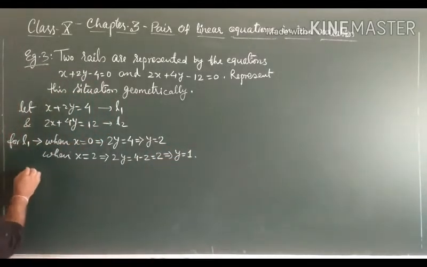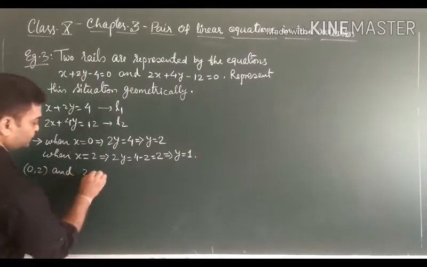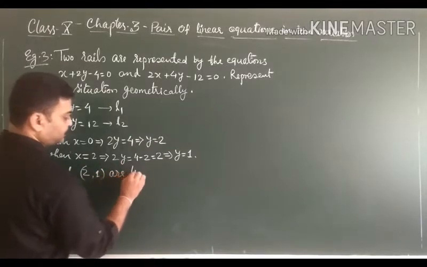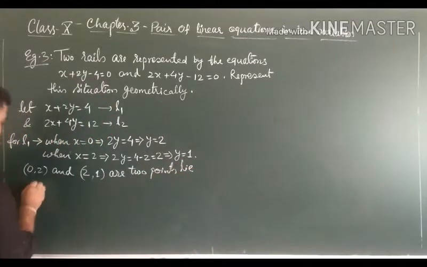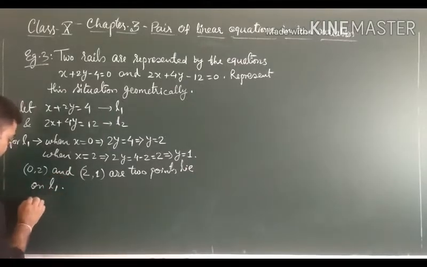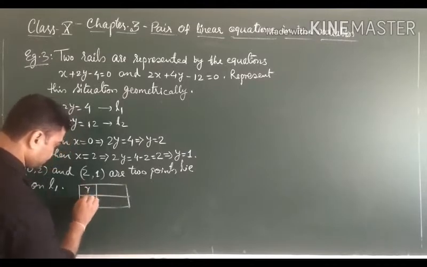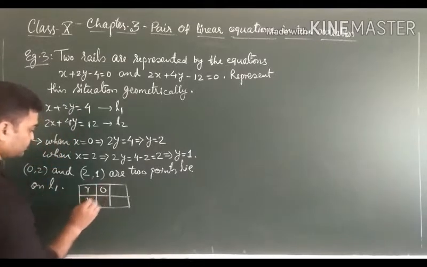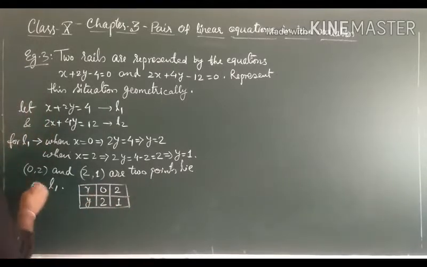So we can write (0, 2) and (2, 1) are 2 points lying on L1. Clear? Now the box for this situation: when x is equal to 0, y is equal to 2, when x is equal to 2, y is equal to 1. Similarly, we will do for line L2.